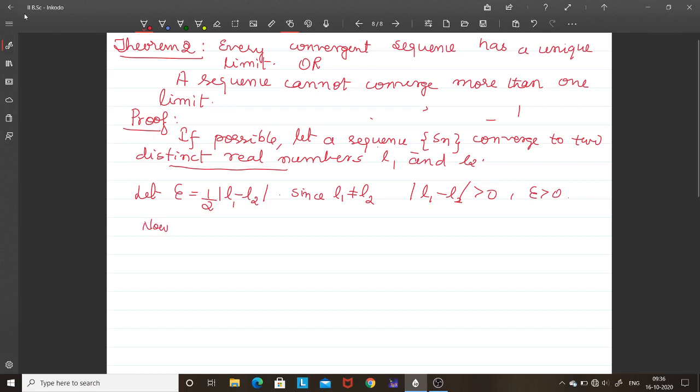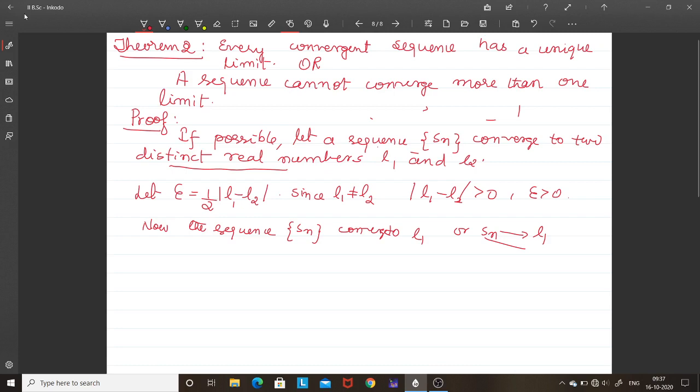Now the sequence Sn converges to L1. So I can write Sn converges to L1. I can use this notation as well, instead of writing Sn converges to L1, I can write it symbolically. Now the sequence Sn converges to L1.